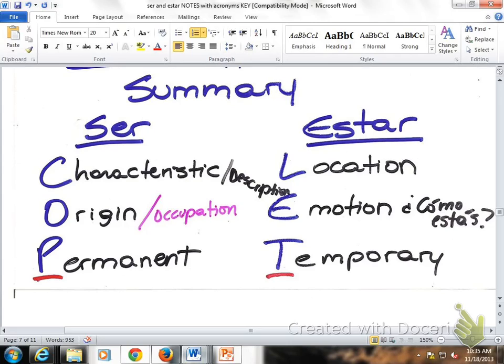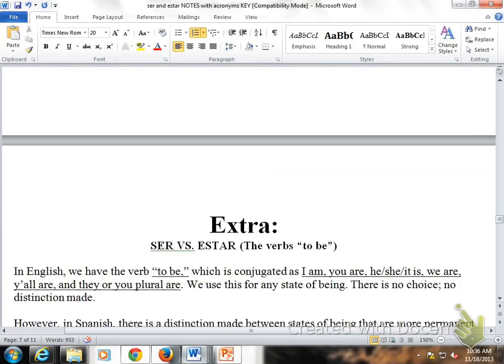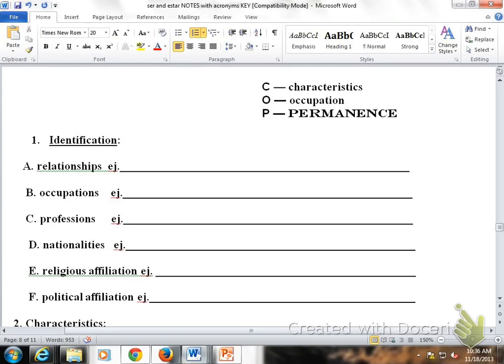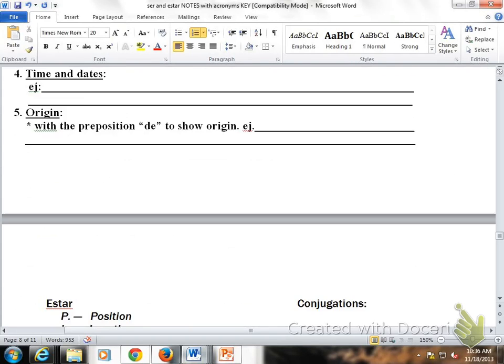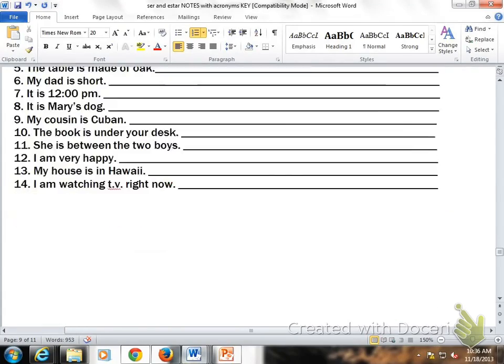I like to use these 2 acronyms. It doesn't really matter what you use as long as you know which one works with which verb. Okay. COP doesn't really encompass all of them. LET, again, the permanent temporary characteristic or distinction shouldn't always be your reason. You should think of some of the other reasons. And then I gave you some extra down here if you want to use some sample sentences on the bottom. You can fill those in as well for both said and estar. And some extra practice on the bottom.